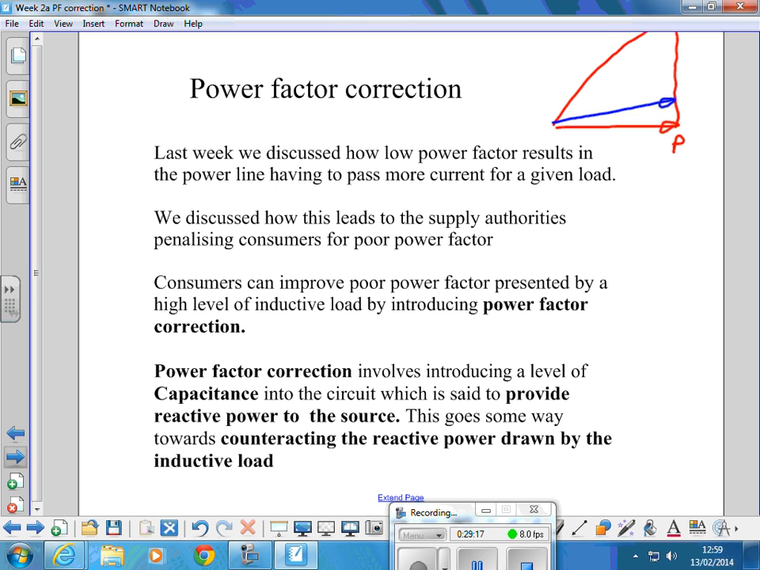the national grid. Okay? So you don't try and achieve unity, but we try and achieve improved power factors from, let's say, the average 0.6 for a motor. Try and get your overall power factor to 0.85 or 0.9 in terms of what the cosine of the angle is. Okay?